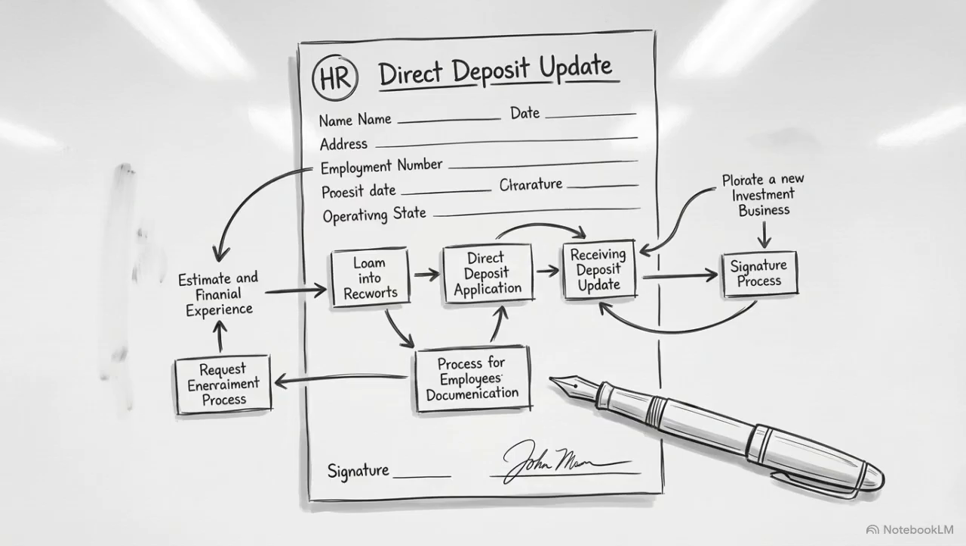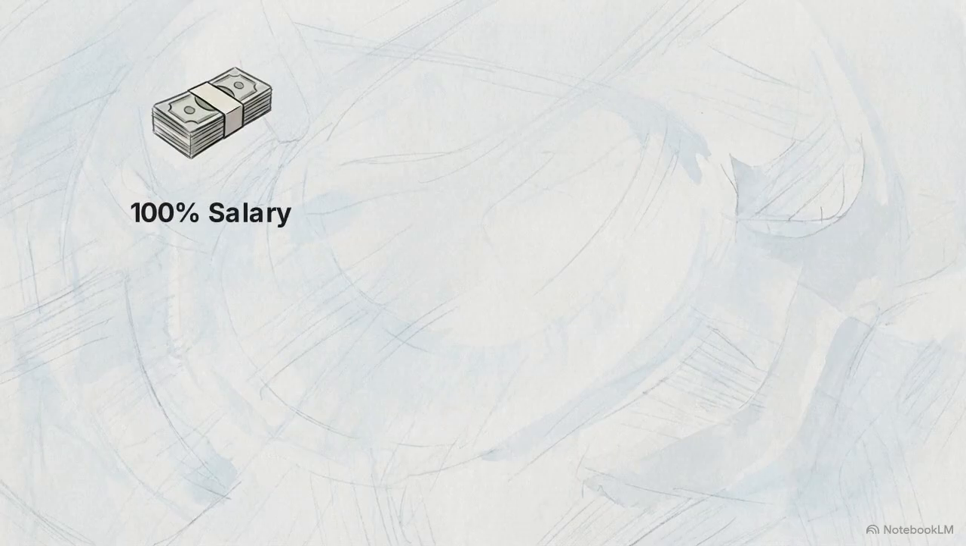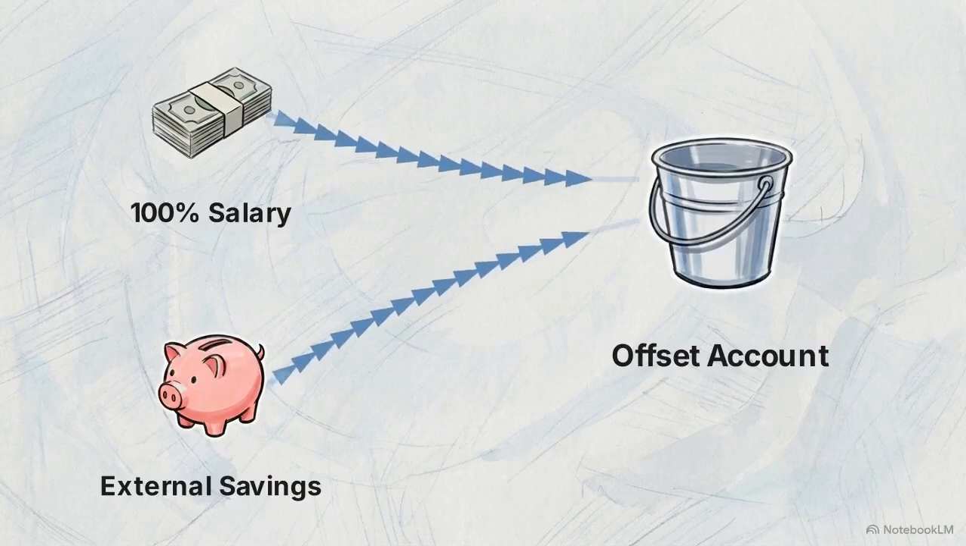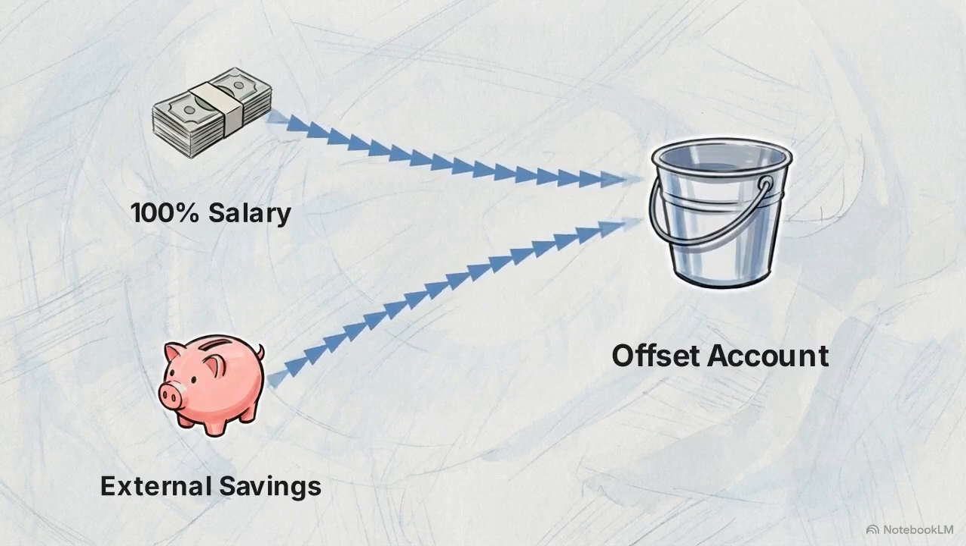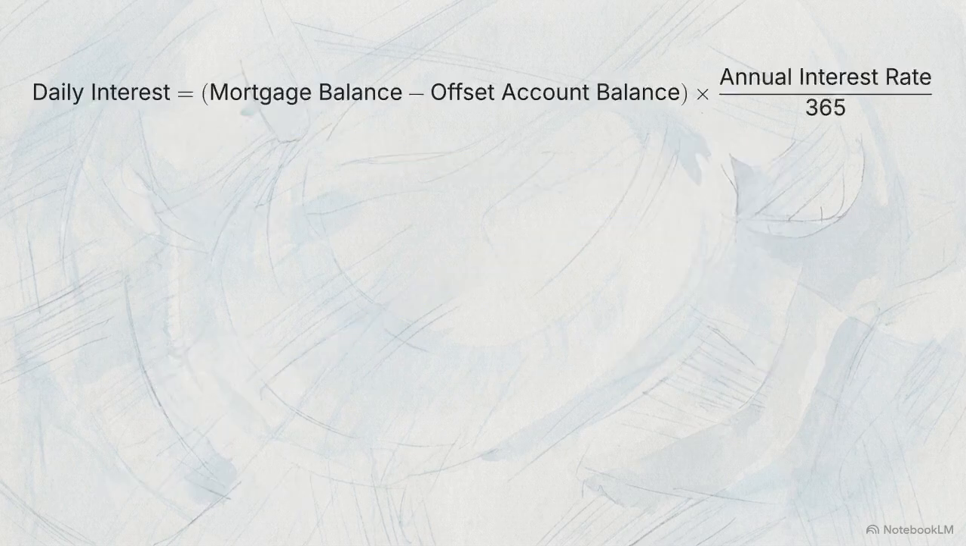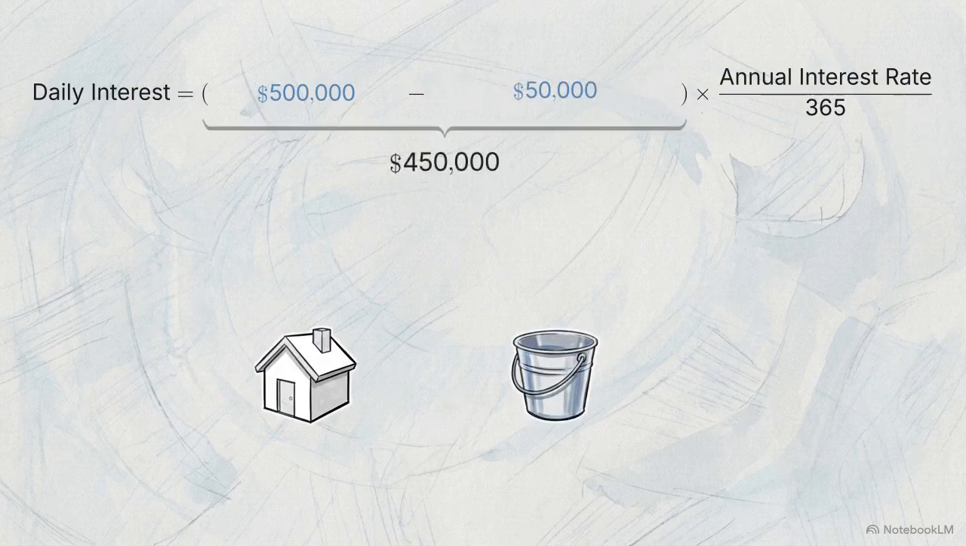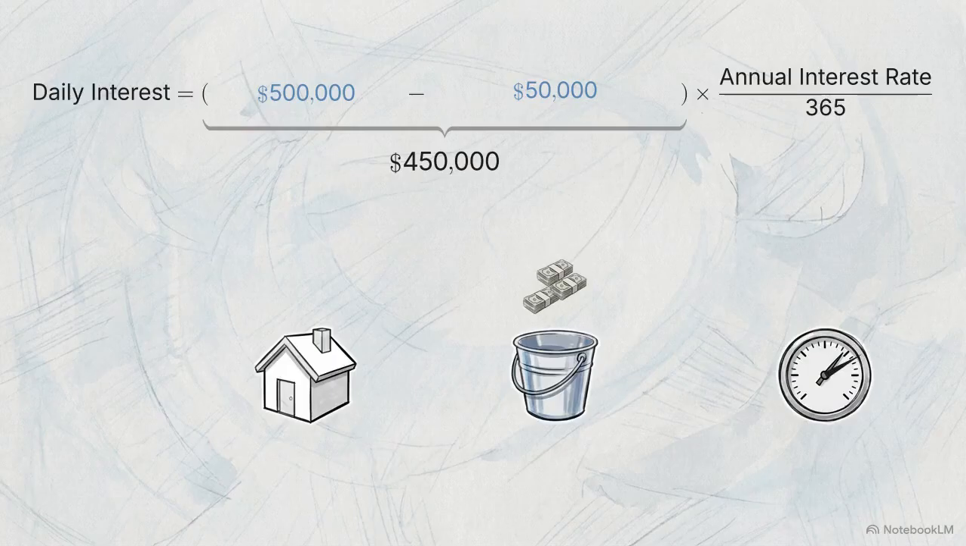Step 2 requires updating your payroll details with your employer. From now on, 100% of your salary and any other external savings must be deposited directly into your offset account. This formula illustrates our core rule. Banks calculate mortgage interest daily. With a $500,000 mortgage and a $50,000 offset balance, you are only charged interest on the $450,000 difference. The exact moment your paycheck lands, your daily interest charge drops in real time.